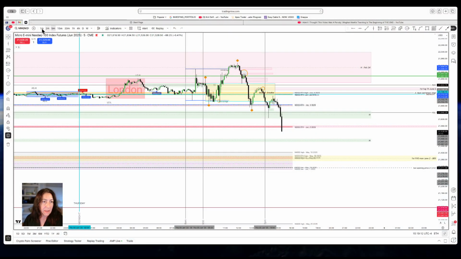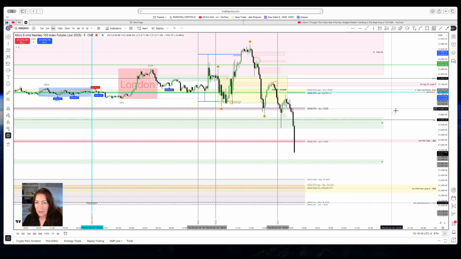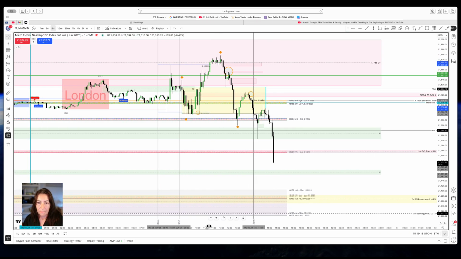Here is the 5 minute. I actually identified this trade on the 5 minute. Let's see, here's the 2 o'clock vertical line, but I entered the trade at about quarter to 2. So I identified this bearish breaker. So we have a high, low, higher high, lower low.